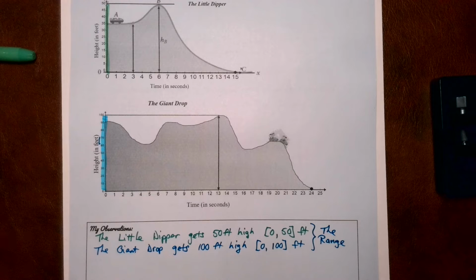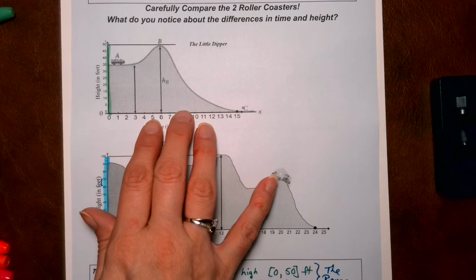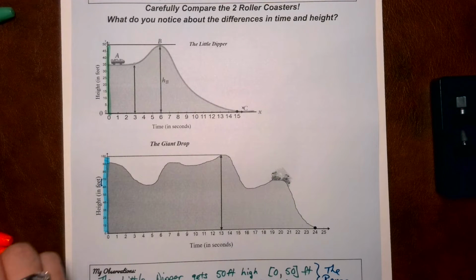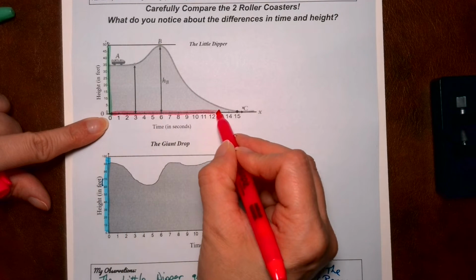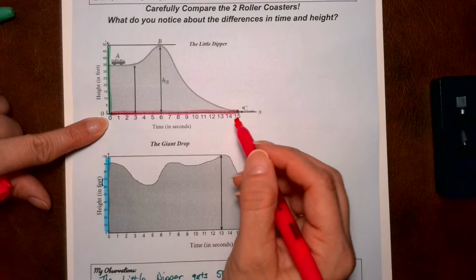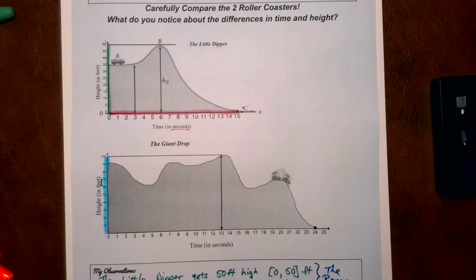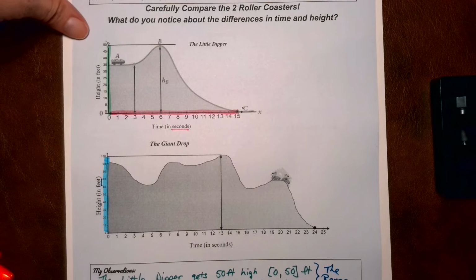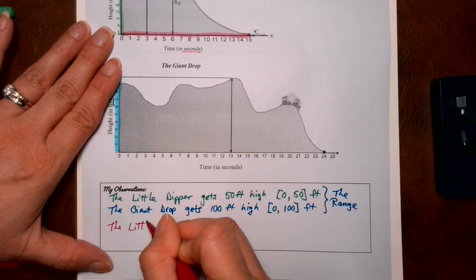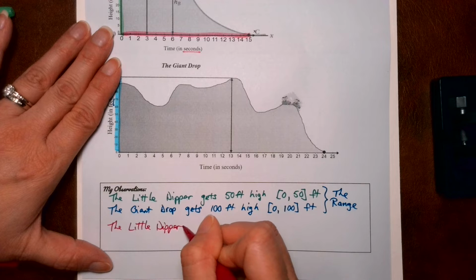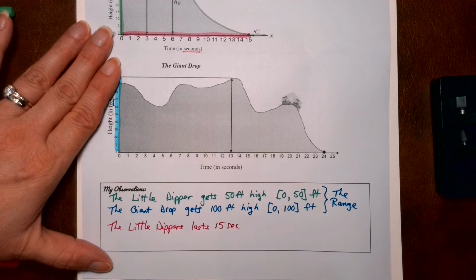All right, now let's take a look at time. How much time does this Little Dipper roller coaster run for? So it starts, and then the roller coaster ride goes all the way, and it ends right there at 15. And we're going to use the unit seconds. Wow, that roller coaster only lasts 15 seconds? Let's write that down. The Little Dipper lasts 15 seconds.